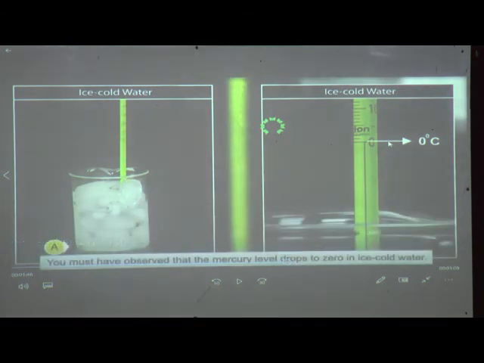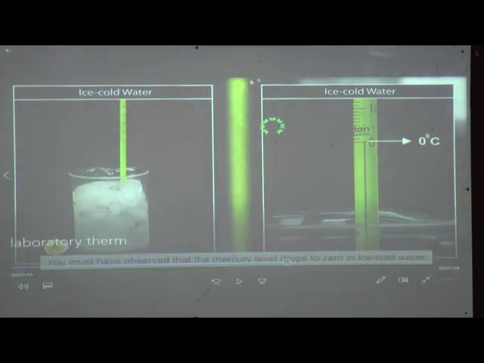And suppose the ice cubes are frozen in the winter season, at that time you will get a temperature below 0 degrees Celsius. So with the help of this laboratory thermometer you can measure temperatures from 0 degrees Celsius and also temperatures of minus degrees Celsius.